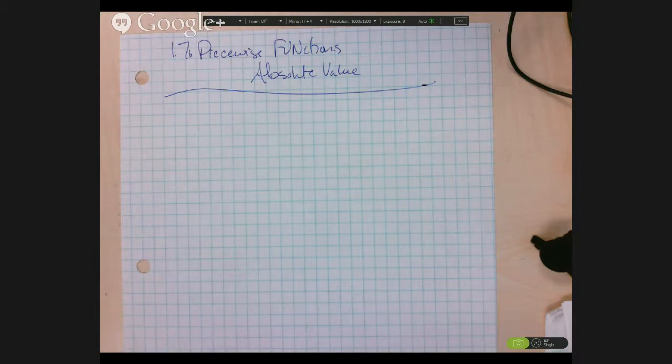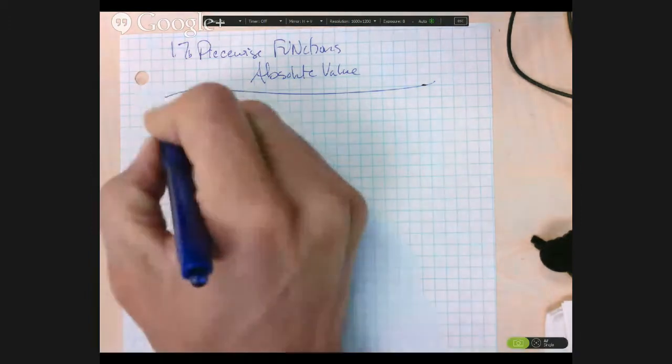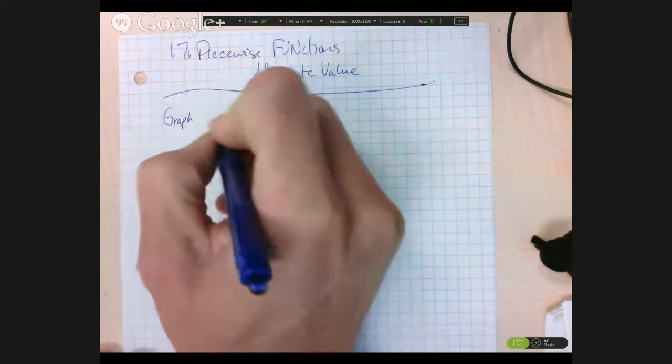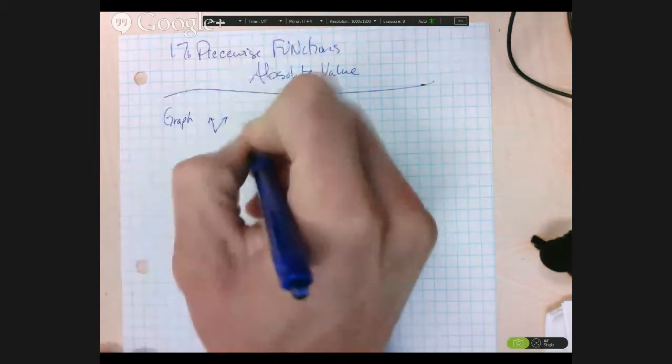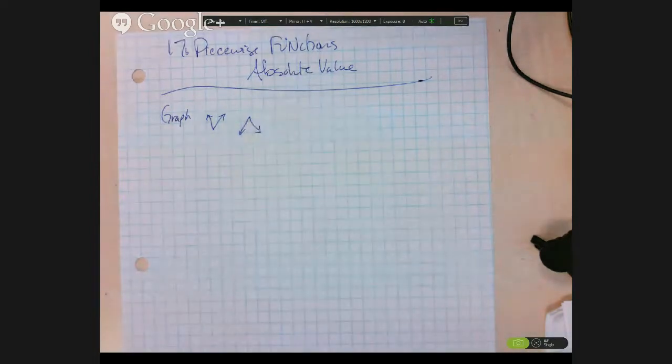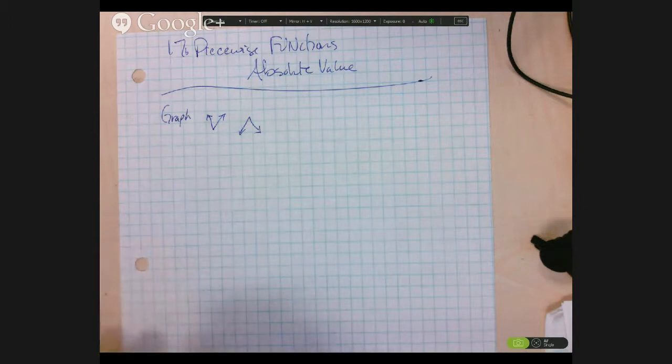Does anybody remember the general shape of an absolute value graph? Oh, like this? Yeah, it's the V. Okay, it's going to look like that somehow. So it goes with piecewise functions because it's in two pieces, right? Right.